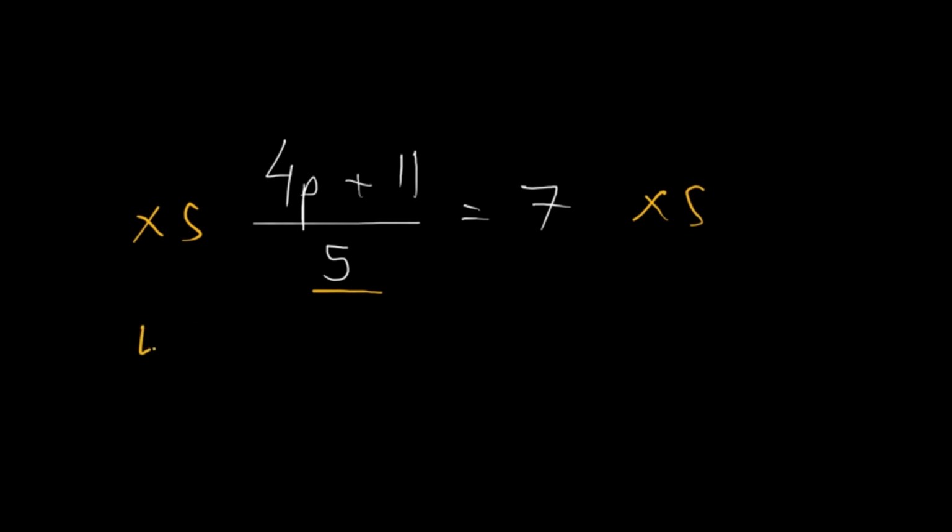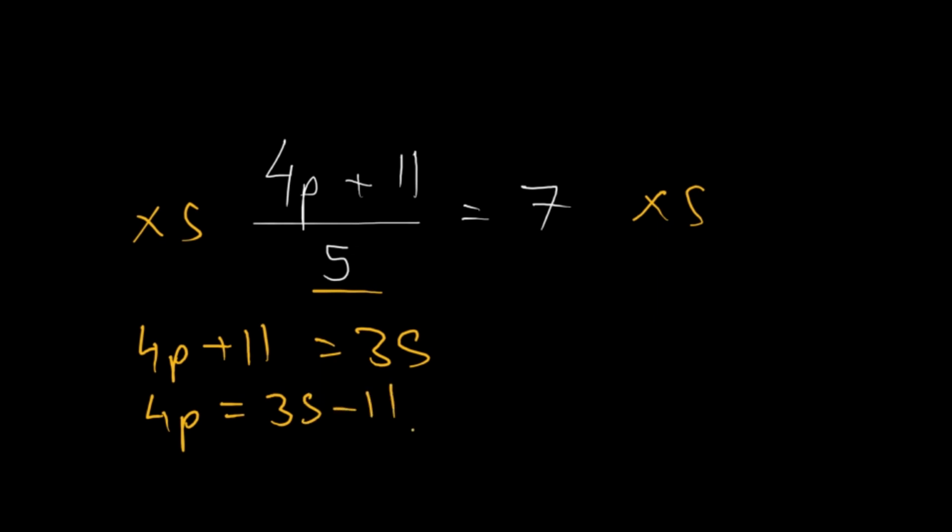This becomes 4p plus 11 equals 35. Then you put the 11 on the other side, so 4p equals 35 minus 11, so 4p equals 24. So p equals 24 divided by 4, since right now it's 4 times p, so when you put it on the other side it becomes division. 24 divided by 4 is 6, so p equals 6.